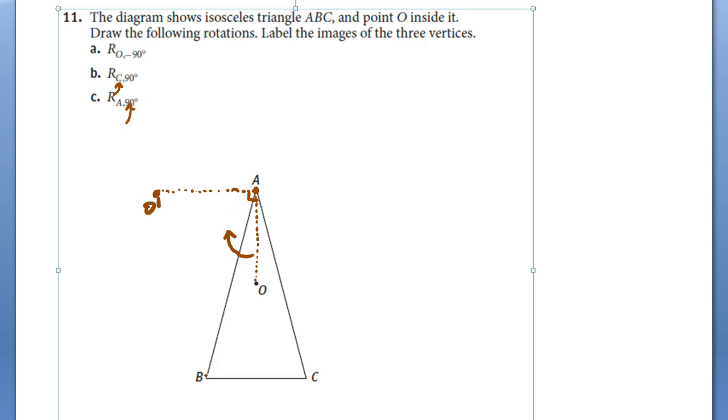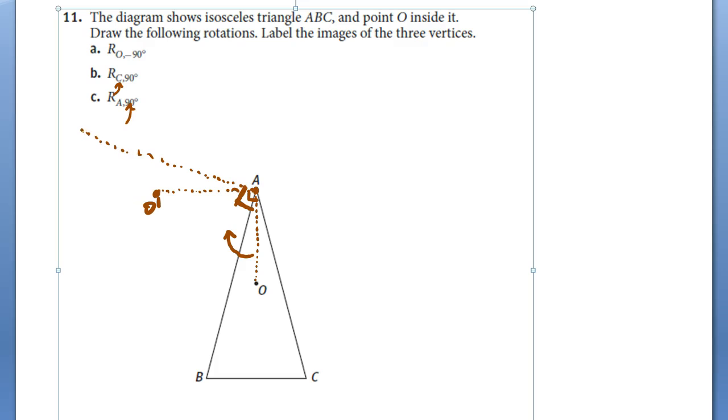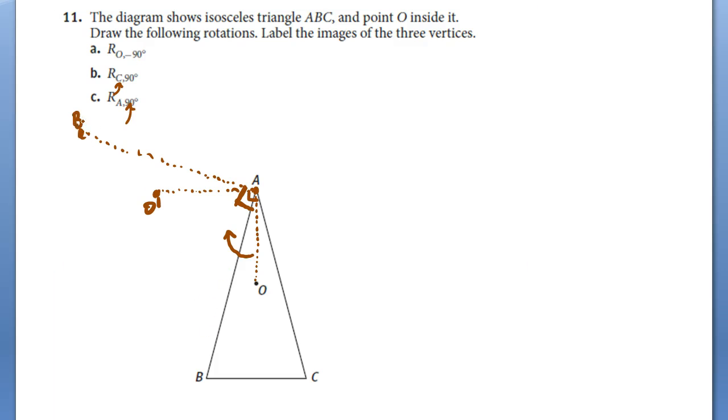Now let's connect B to A. That's this side of the triangle. And then make a 90-degree angle there. Okay, that angle, 90 degrees, is what we're shooting for. So it comes up here. Again, I want this distance on a ruler to be equal to this distance. And that's where B prime is.